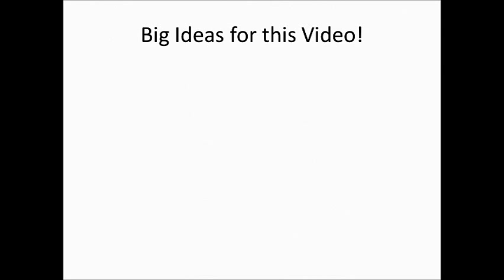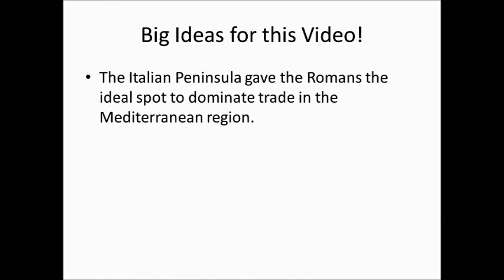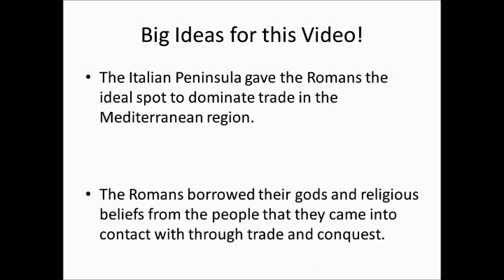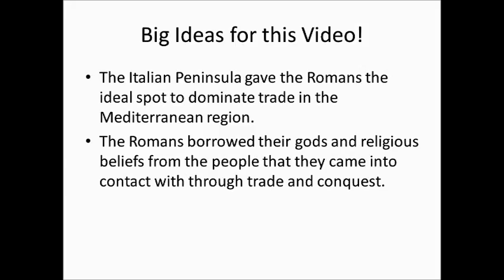The big ideas of this video. The first one was that the Italian peninsula gave the Romans the ideal spot to dominate trade in the Mediterranean region. And because of that, their culture will also diffuse to other places. That's going to play a big role, especially when we get to the Catholic Church. And the other thing is that the Romans borrowed their gods and religious beliefs from the people that they came into contact with through trade and conquest. And again, that's going to play a huge role later on in the unit.